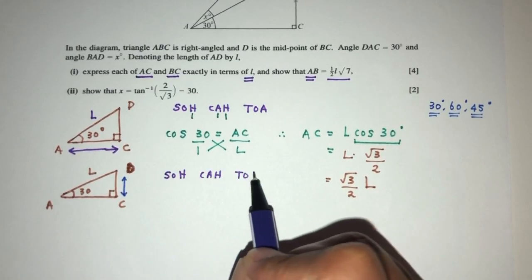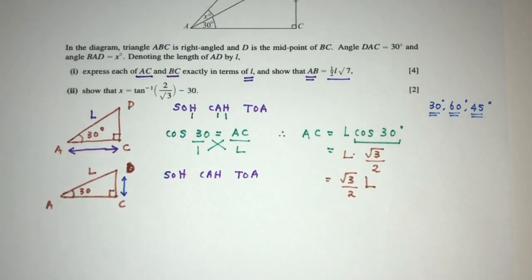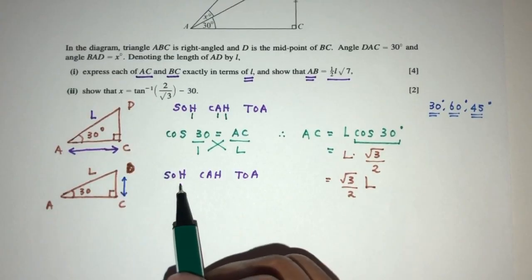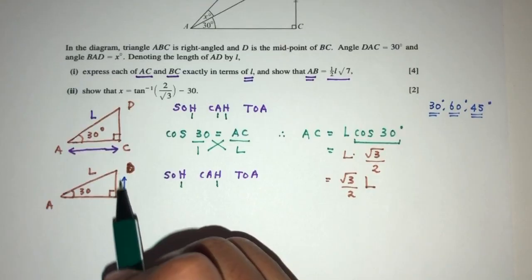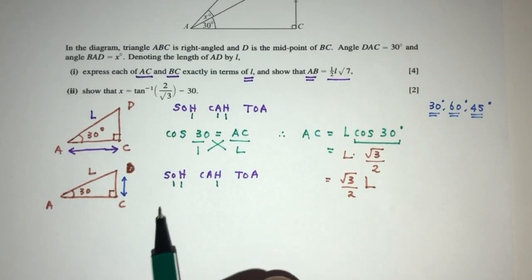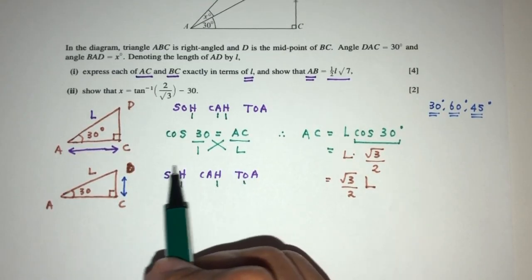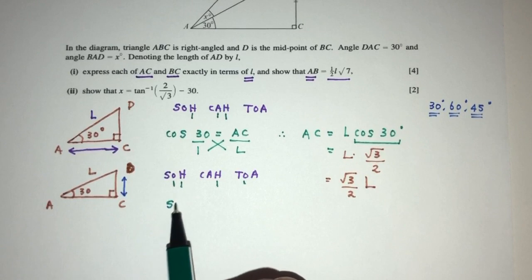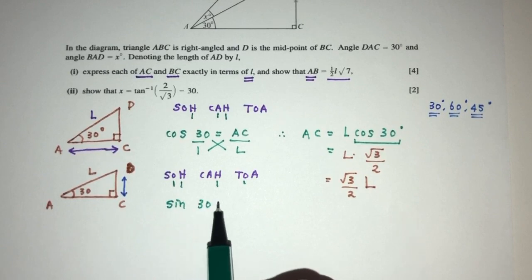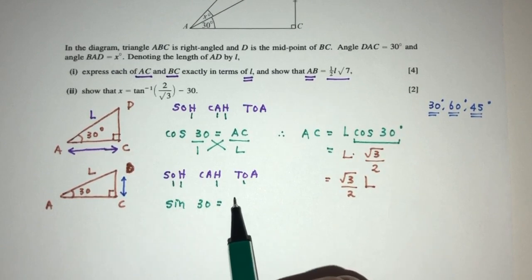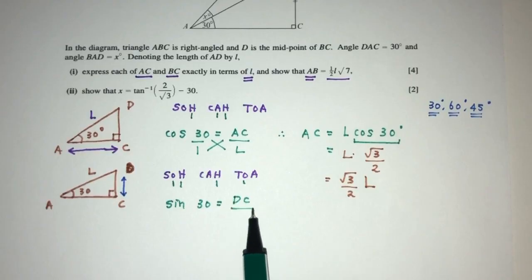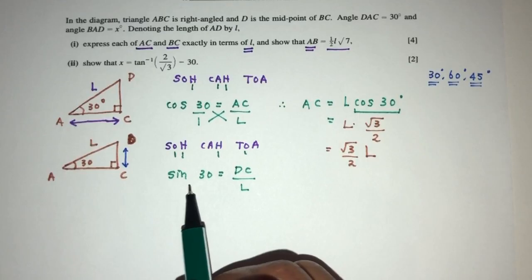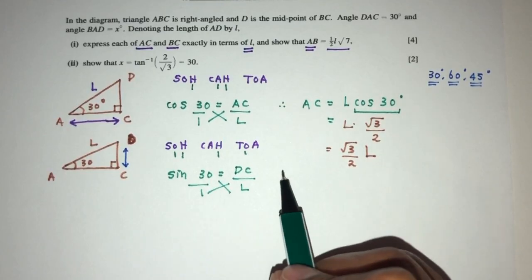SOHCAHTOA. So here we have the H side, which is the hypotenuse. And here we have the opposite side, that will be O. Here we have to use sine. So sine of the angle has to be the opposite side, which is DC, over the value of H, which is L. Now from this, obviously we can just simplify. That will give you what?